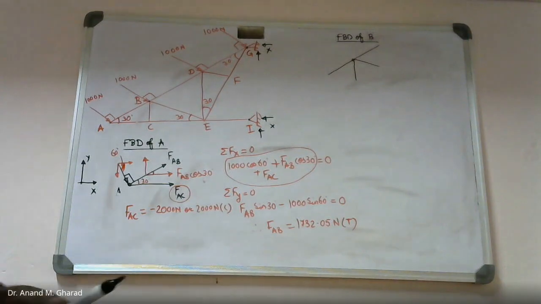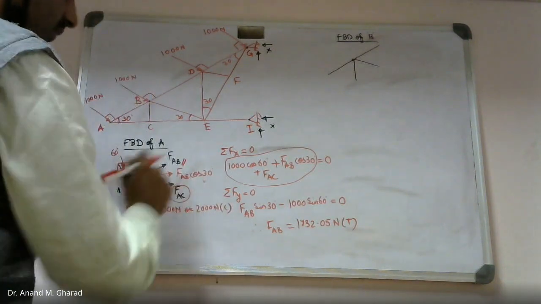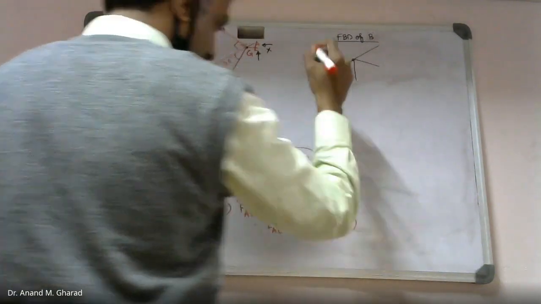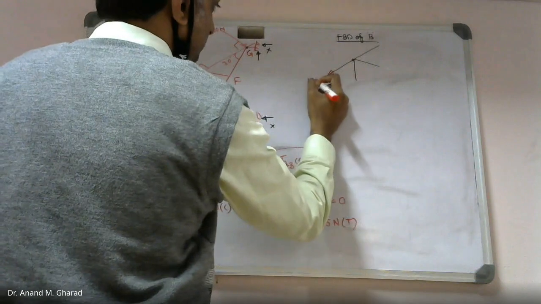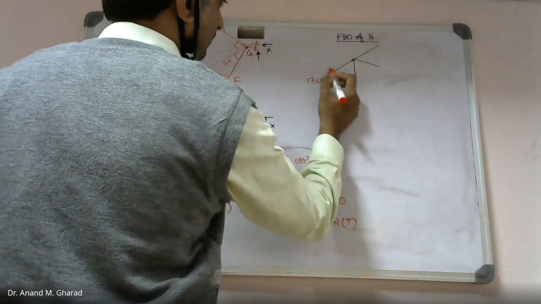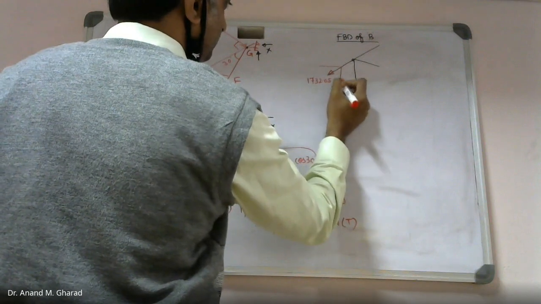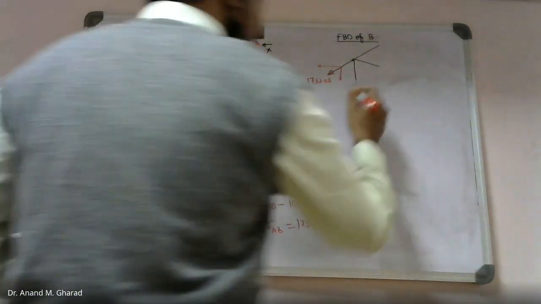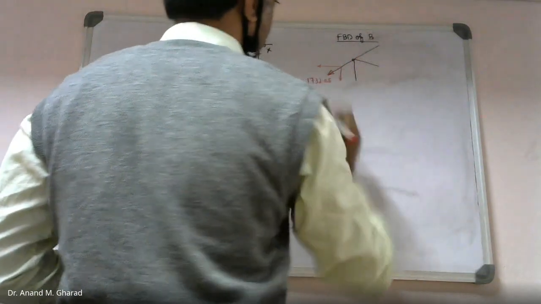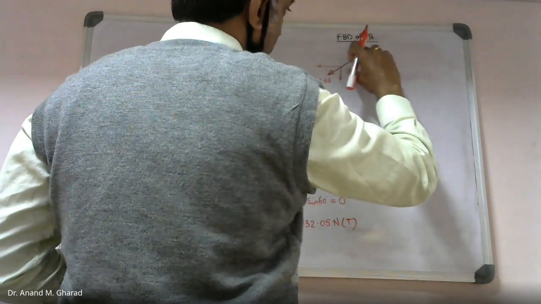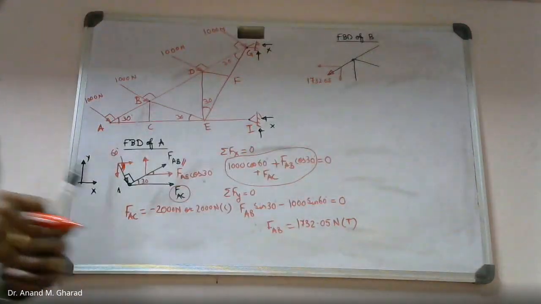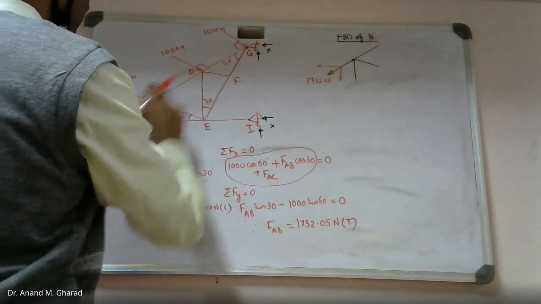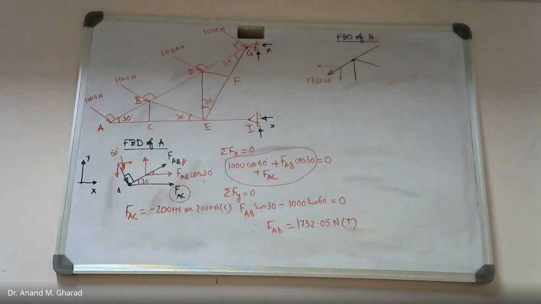Out of that, we have already found out the value of force in member AB, and it came out to be tension value. So the arrow shall be like this. Okay, magnitude is 1732.05 Newton, and over here we will be in a position to resolve because we know the angle value. But now since there are 3 more members, we don't know the force in member BC, we don't know force in member BE, we don't know about the force in member BD. All these things are unknown.